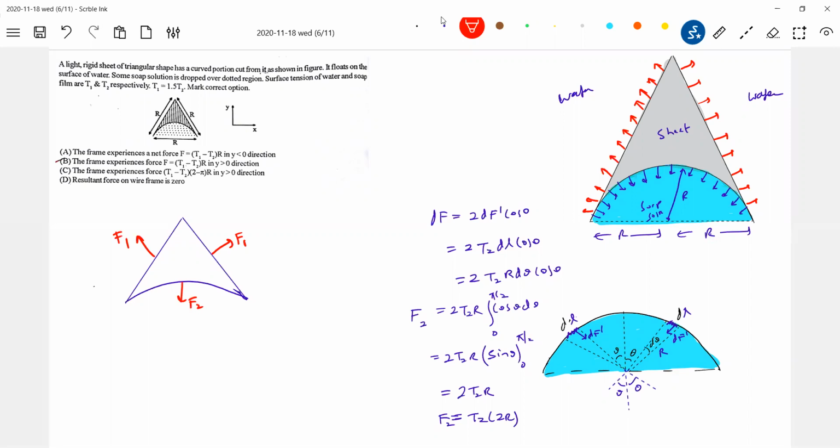What can be the angle? It's an equilateral triangle, no? R and R. So what is the angle it will make, this one? What is the angle made by this? Anybody? Angle 30 degrees? It should be 30 or 60. 60, right?